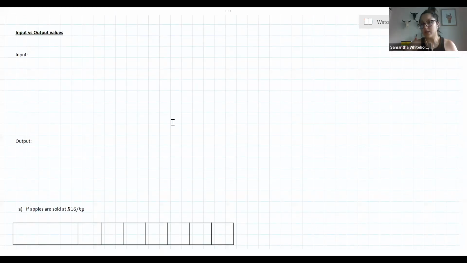Right, what I want to chat about today is different types of variables that we can work with when we're eventually going to work with graphs or being able to draw graphs. So we have what we call input and output values. Now, I'm just going to scroll down for a second.